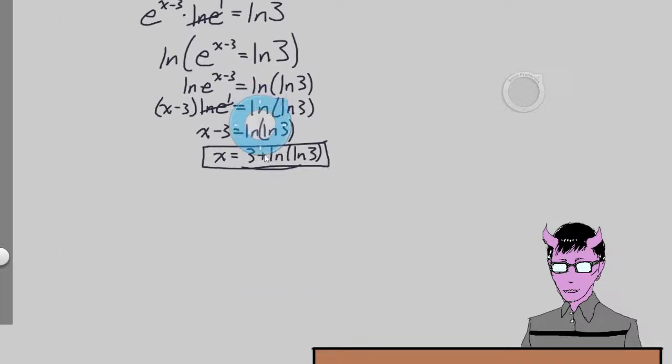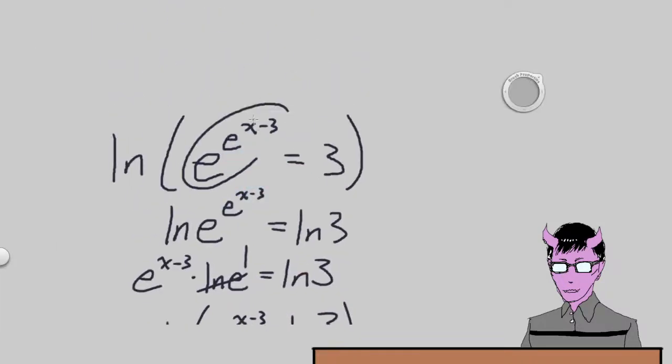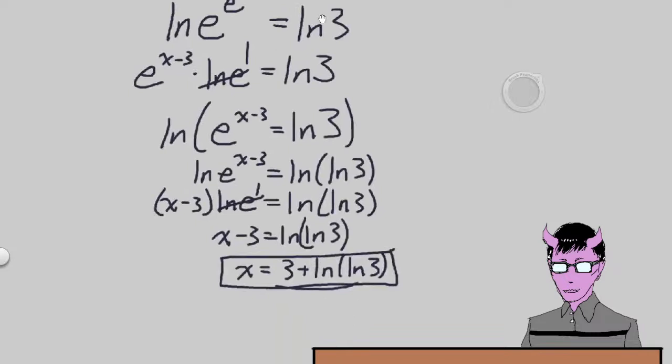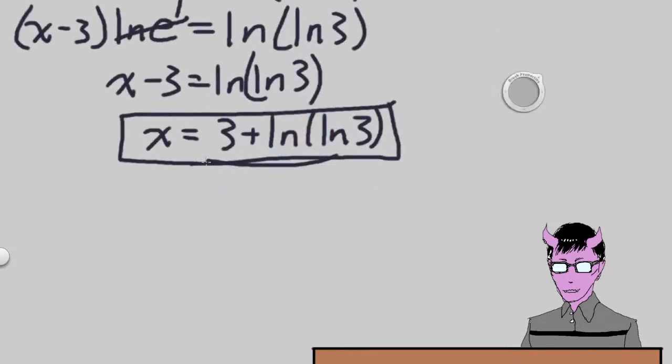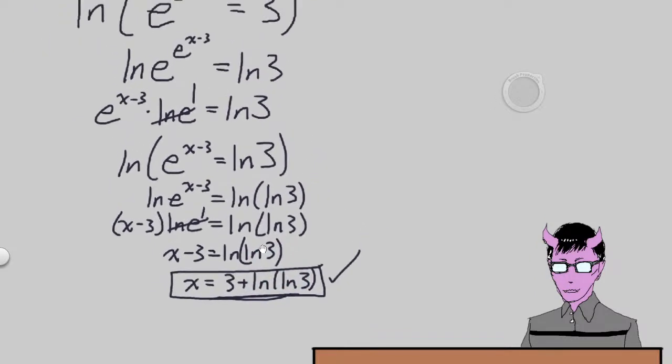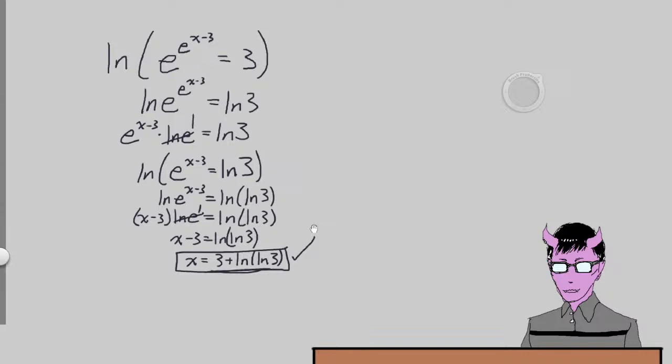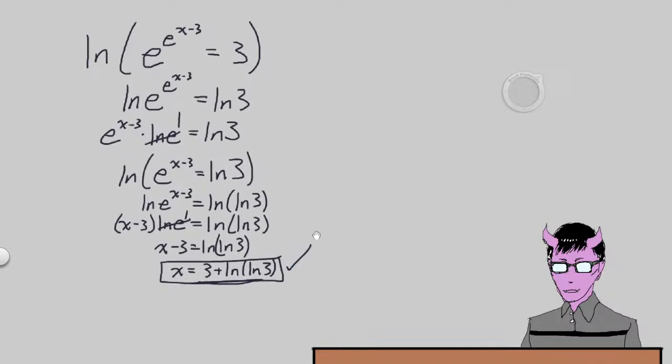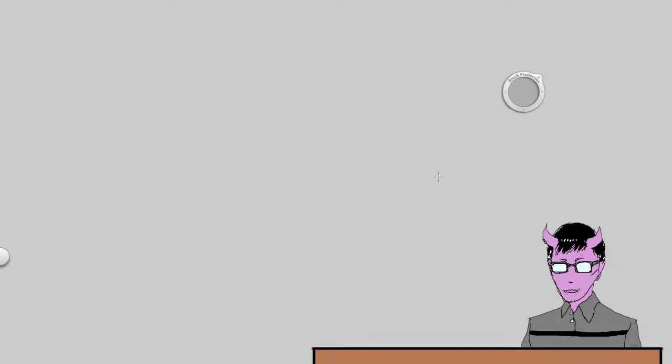Domain check? No, we don't need to do a domain check because exponentials can take any inputs, so we should be good. So this, again, just looks kind of funny, but it is a valid answer. Alright, good to go. Exponential with an exponent is good to go.